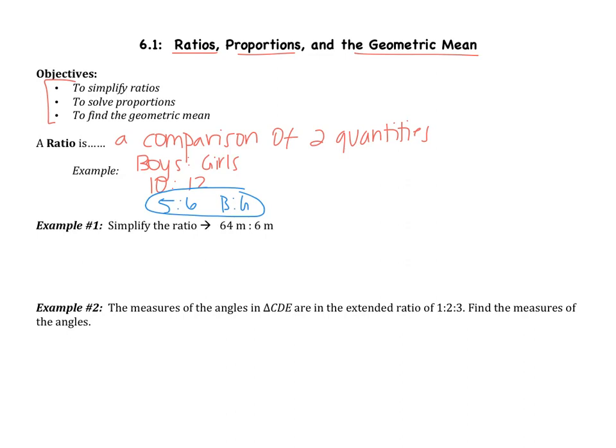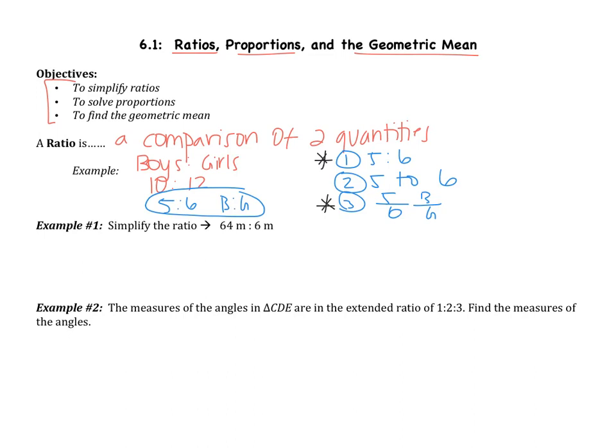There are 3 ways to write ratios. So the first way you've already seen, 5 and then the colon 6. The second way is you can write 5 to 6. And then the third way is to write it as what appears to be a fraction, 5 over 6. So 5 boys over 6 girls. I am primarily going to use the first and the third way to write ratios.